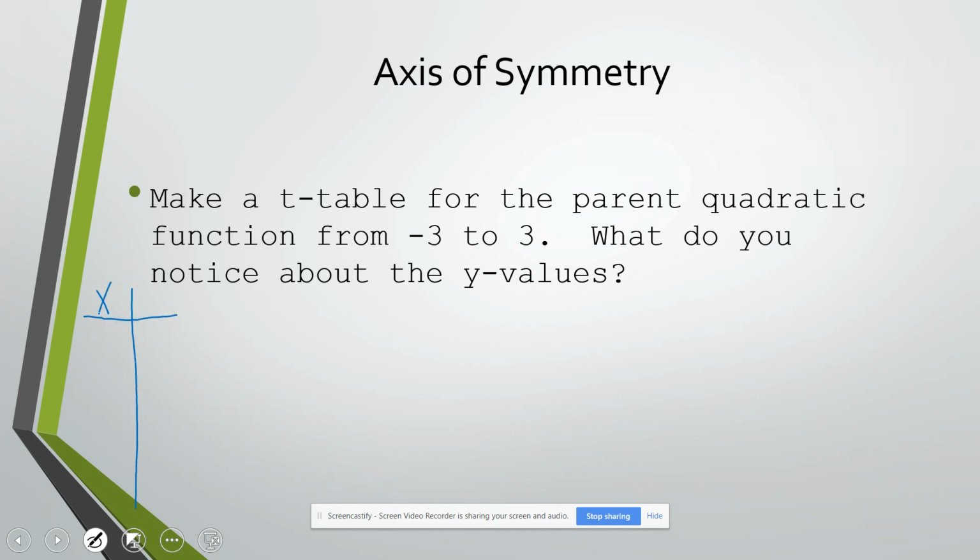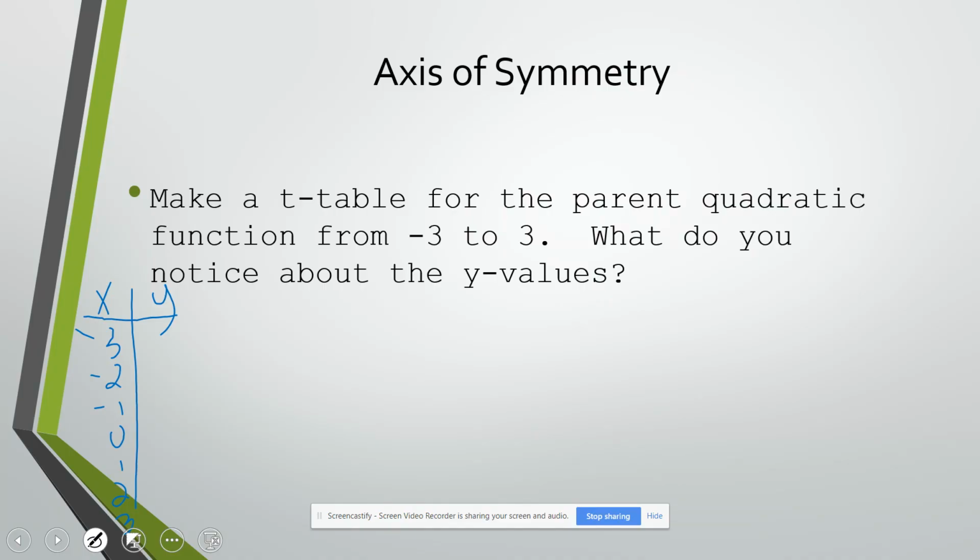If we make an XY table from -3 to 3 of the parent function, remember, the parent function for quadratic is x squared. So we're plugging each of these x values into that XY table. -3 squared is +9. -2 squared is +4. -1 squared is 1. 0 squared is 0. 1 squared is 1. 2 squared is 4. And 3 squared is 9.